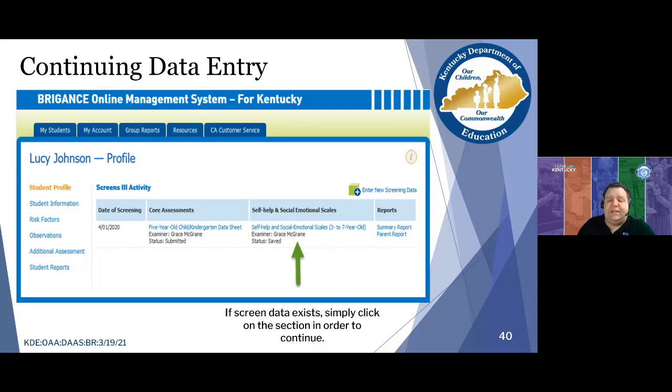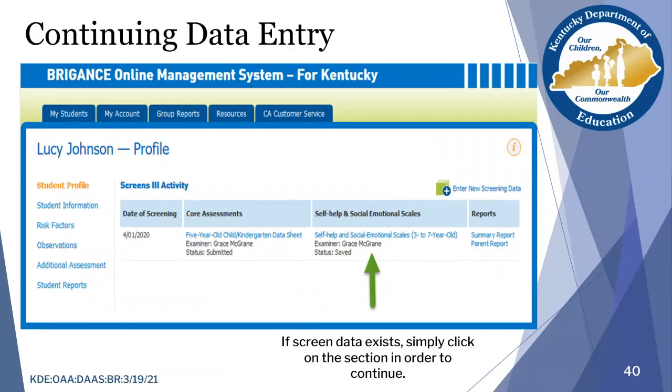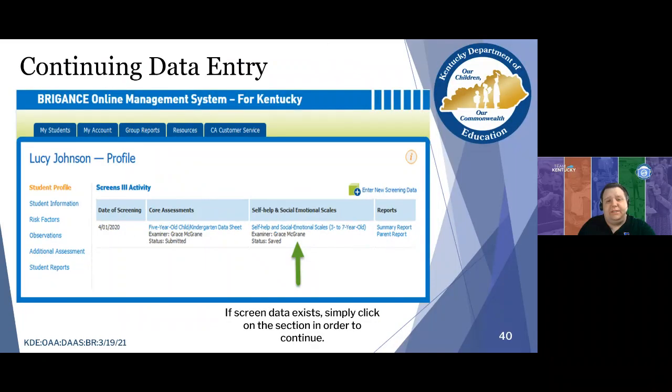You will want to not enter new screening data if this happens. This is crossed out in green. Instead, the user will click into the assessment as the green arrow points to continue entering data. Or it may be that it simply was not submitted to score. But where the green arrow is pointing is where you would click to resolve that issue.